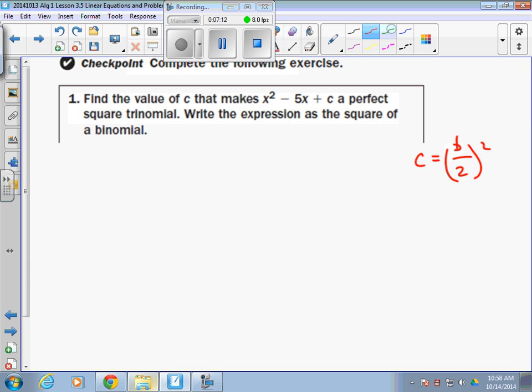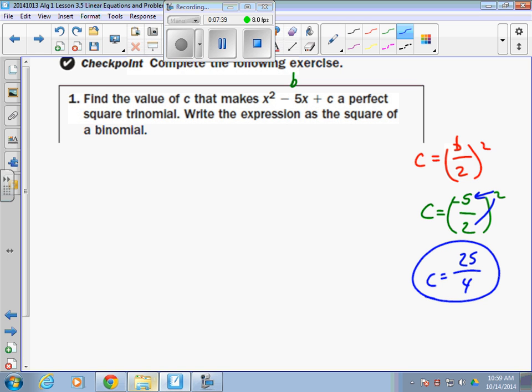Okay, B's value is -5 in this case. So C equals (-5/2) squared. Again, you can't get a nice integer number because it's an odd number, -5. So take the square of -5, which means -5 times -5. We know that's positive 25. And square 2. 2 squared is going to be 4. So your C value is 25/4. That's step one. Find C.